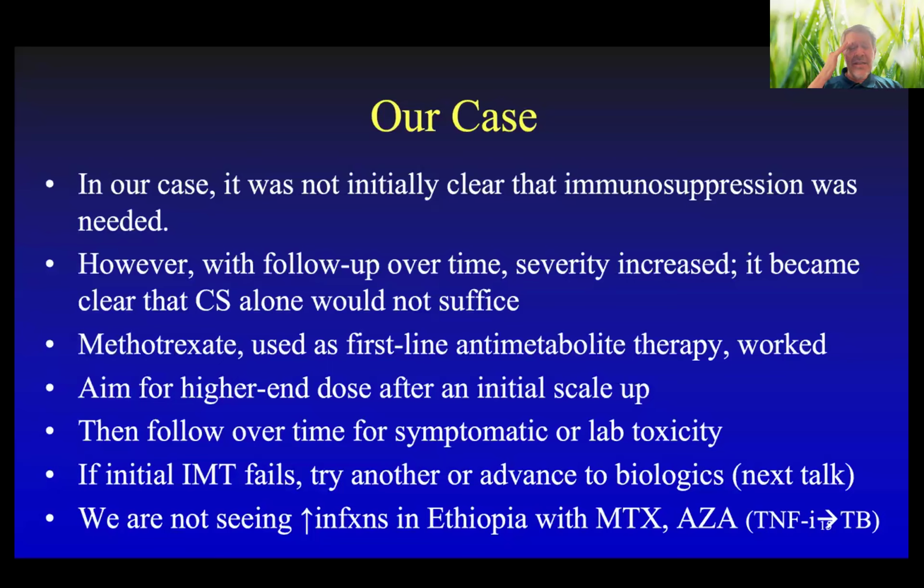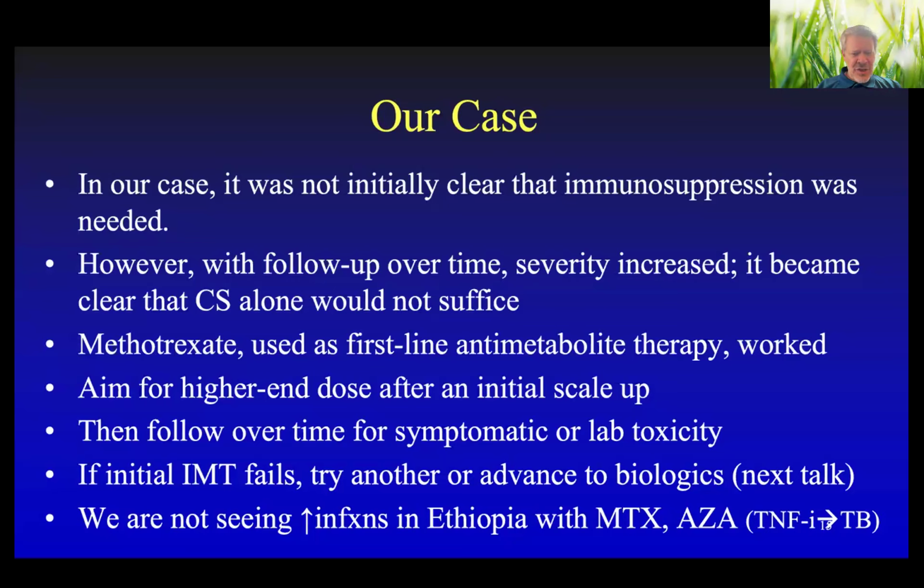So in our case, then, at first it wasn't clear that immunosuppression was needed. It was looking like with low-dose topical and oral steroids, we would succeed in managing it. It was a panuveitis, so we needed to give more than topical therapy. But over time, severity increased, and it became clear that we would need to give something. So we view methotrexate as the first-line antimetabolite based on the FAST study and the cost, and it's available in Ethiopia, and that ultimately worked.